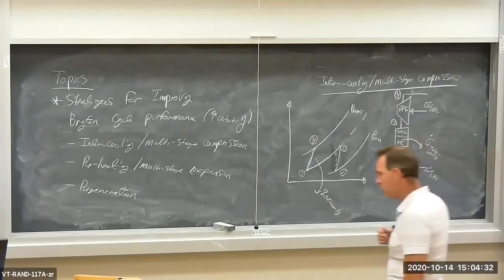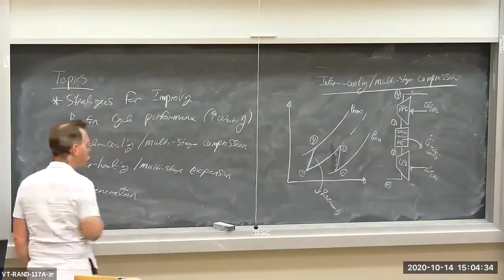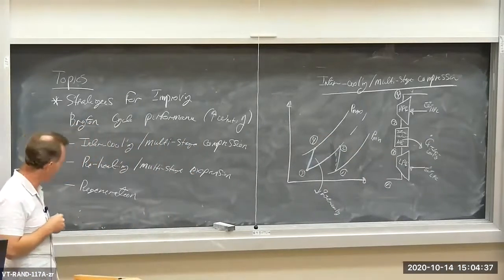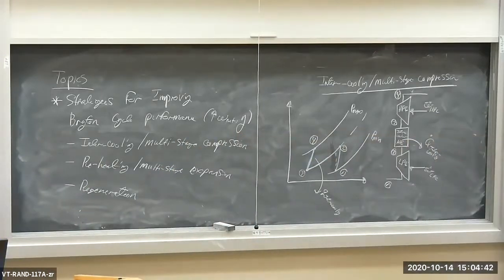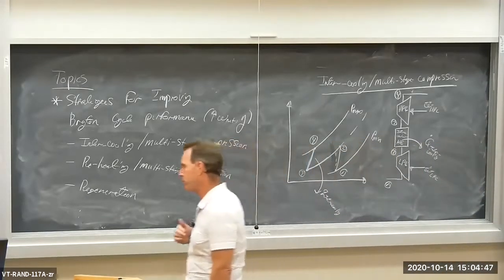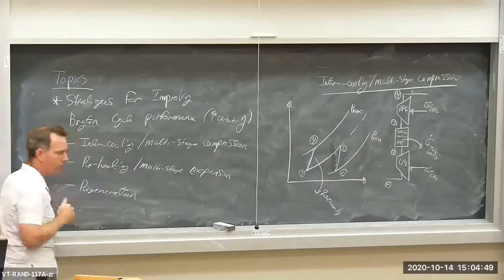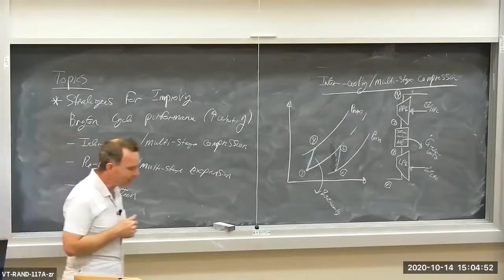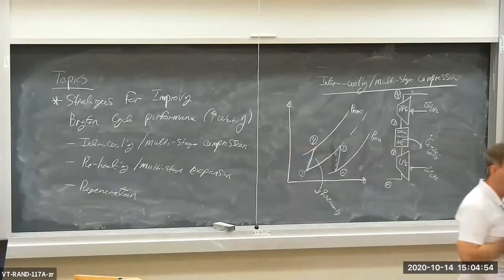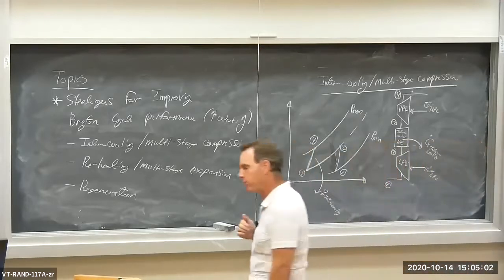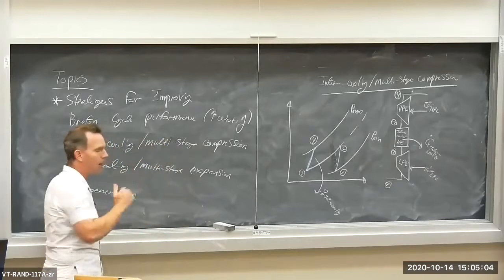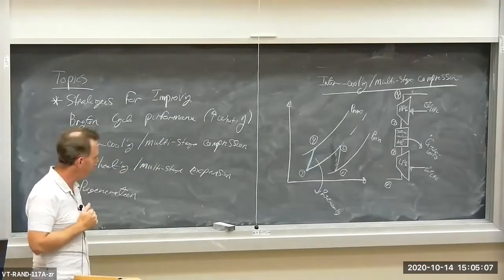The three strategies are implementation of intercooling, or what's called multi-stage compression. That's where you break the compression process up into multiple compression processes instead of a single compression process through one compressor. So we'll talk about that in a moment. There's also reheat, or multi-stage expansion. That's where you expand the working fluid through multiple turbines instead of a single turbine.